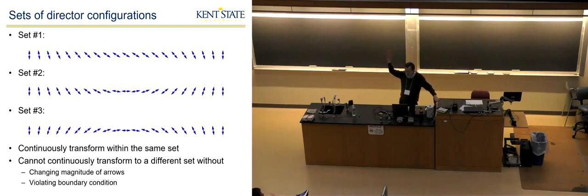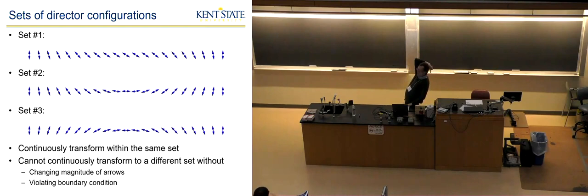By comparison, for set number two, as you go from left to right, you can see that the director is turning around like this, okay? It's rotating by half a circle as you go from the left to the right. It's rotating by half a circle in the counterclockwise direction as you go from the left to the right, okay? In set number three, as you go from left to right, the director rotates around by half a circle in the clockwise direction, okay?